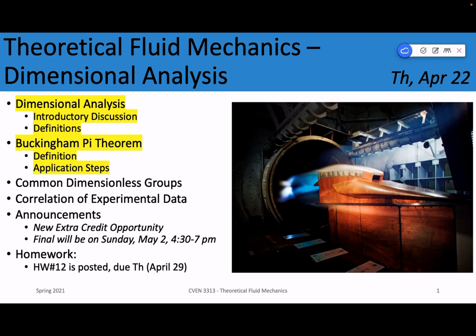Another thing, that new extra credit opportunity, by the way, is now out of 0 points, meaning that if you didn't submit it, there's no penalty, right? We're not trying to add up points that don't exist. And so it's out of 0. The most you can get is 10. Let me know if you have any questions on it. The final will be Sunday, a week from this coming Sunday, May 2nd, from 4:30 to 7 p.m.